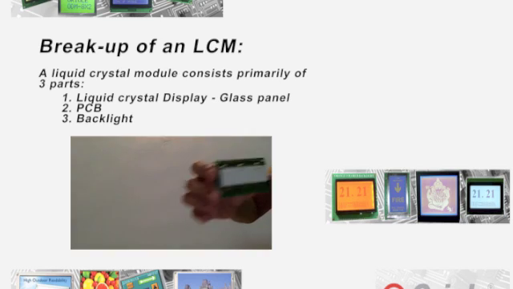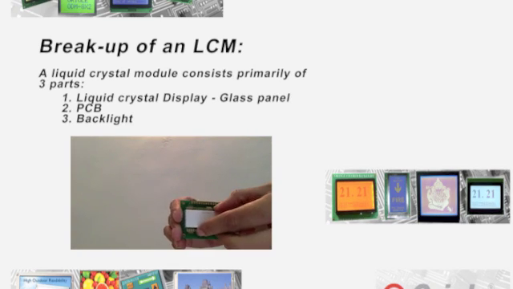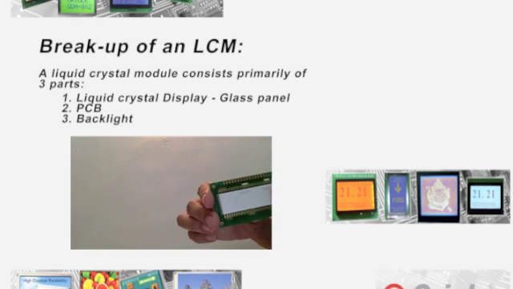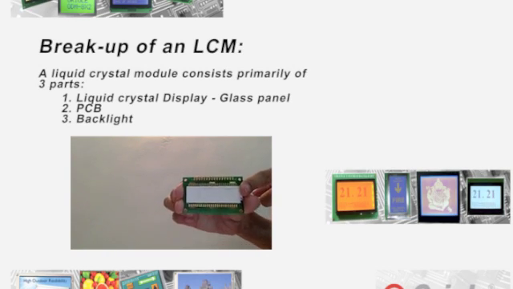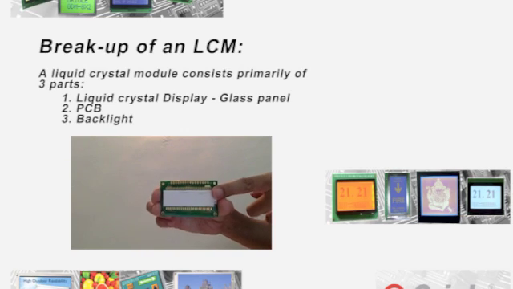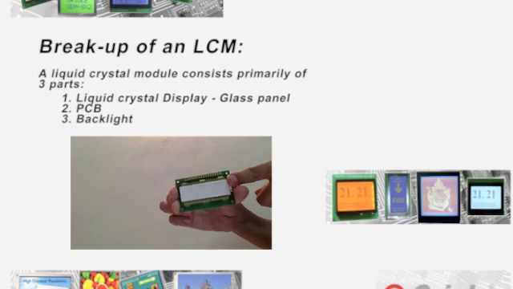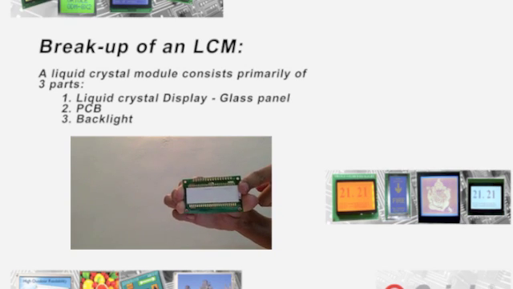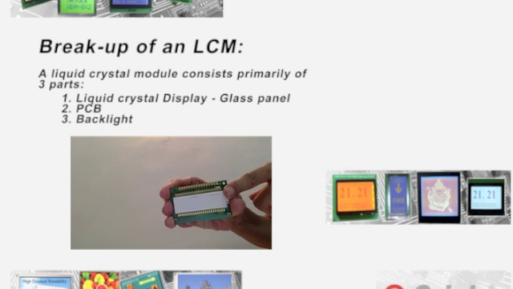Now coming to the backlight. This white thing is the backlight. I haven't removed it, but it's basically a separate component. Now this backlight can come in different colors. It can be yellow, green, it can be white. You can also have less standard backlights, that's blue, green, red. Typically the standard backlights are yellow, green and white.